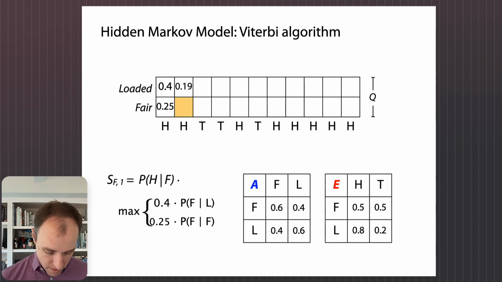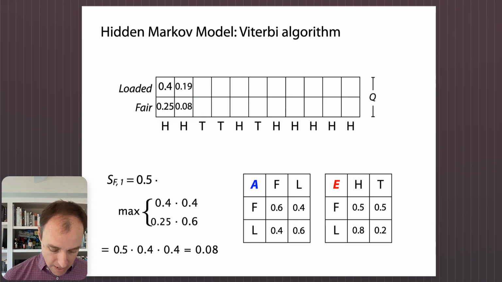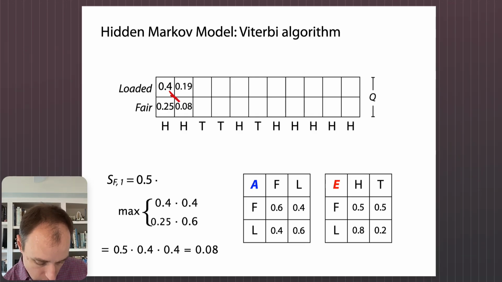Okay, let's keep going. Let's do this orange highlighted cell. I actually filled most of it in already. So this is the fair row. First we need to do probability of heads given fair. That's the emission probability. Then we need to take the maximum of the two possible choices of the previous state. So for loaded, that's 0.4 times probability of fair given loaded. And then for fair, that's 0.25 times probability of fair given fair. Multiply that out. We end up with 0.08. That comes from the first choice again, the fair given loaded transition. That's what won our maximum.